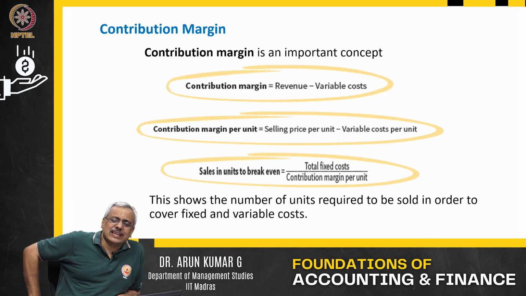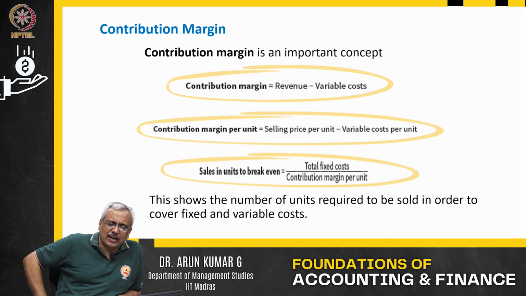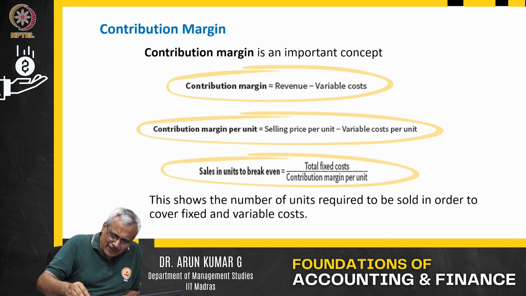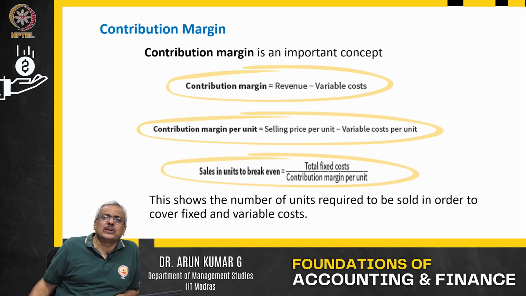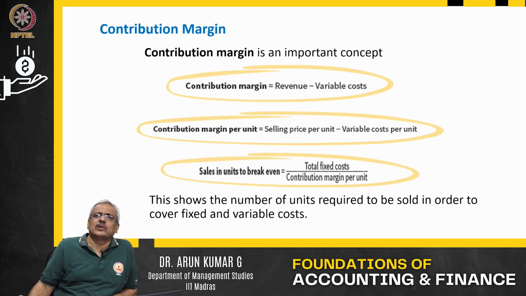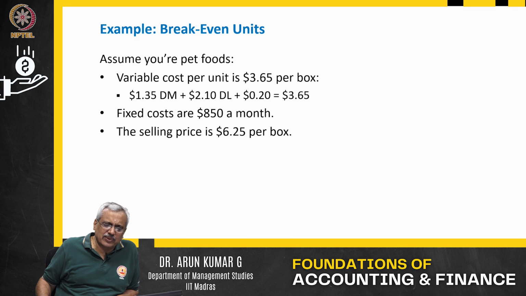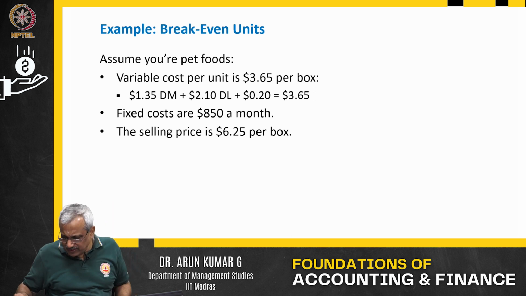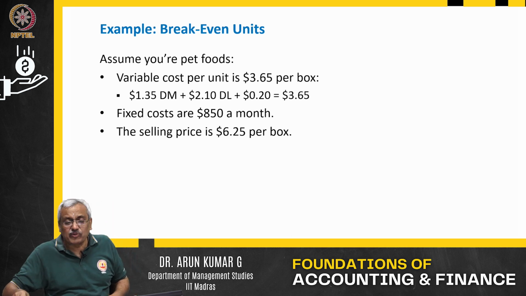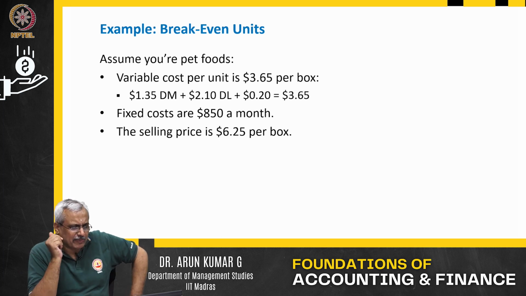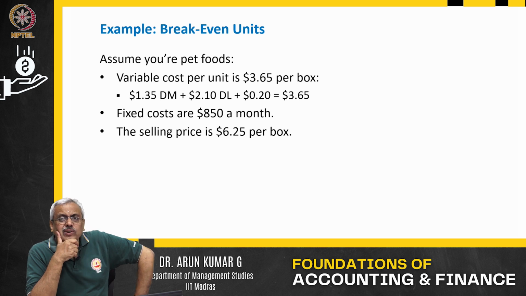What is contribution margin? Selling price per unit minus variable cost per unit. Break even is fixed cost divided by contribution margin per unit. All those things are there in the slide also. I have given you some examples here. I have used pen and paper and a whiteboard to build examples, but I have also built in some examples on the slides. You are looking at pet food.